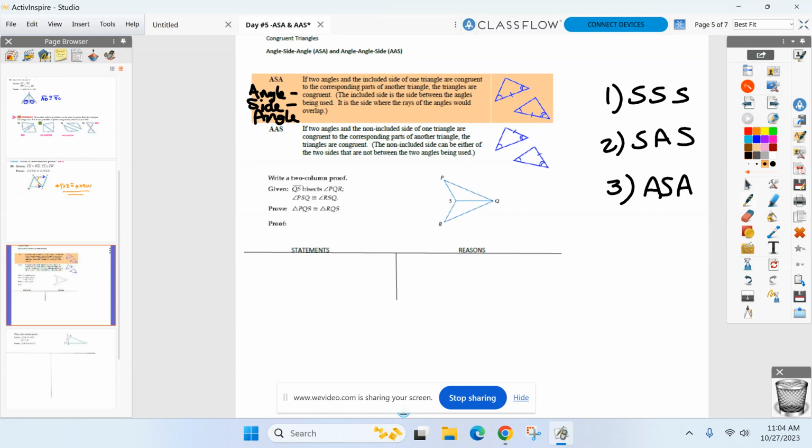What if it's not in between the two angles? Because remember, if the angle in side-angle-side wasn't in between, it's no good. We're done. Well, I got good news for you. If the side's not in between, we could still do it. We just call it angle, angle, side. And that's that 4th method today.